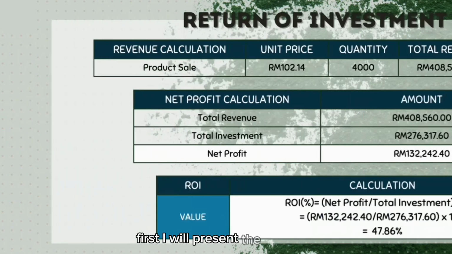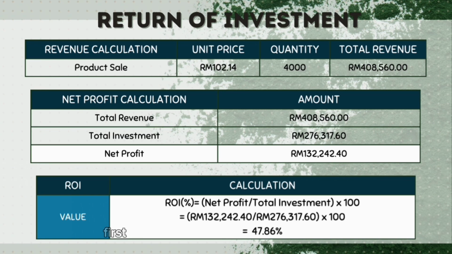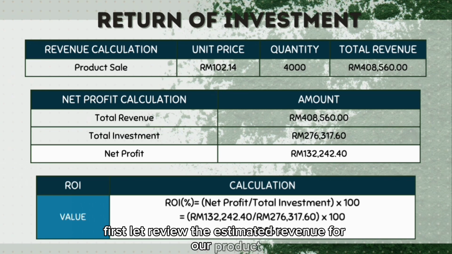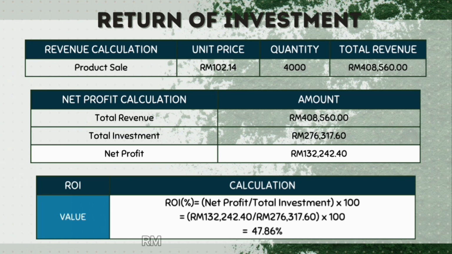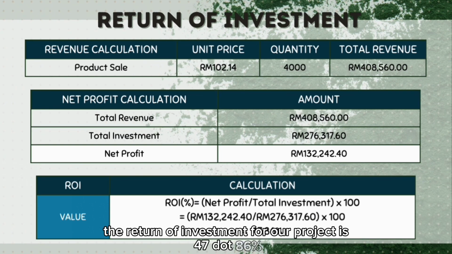First, I will present the return on investment for our project. Let's review the estimated revenue for our product, with price ranging from RM 100 to 40 cents per unit, and a total of 4,000 units expected to be sold, and the total estimated revenue is RM 408,560. Our net profit is RM 132,242 and 40 cents, and when calculated, the return on investment for our project is 47.86%.